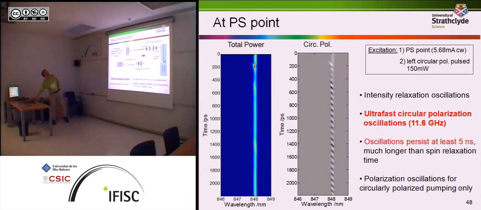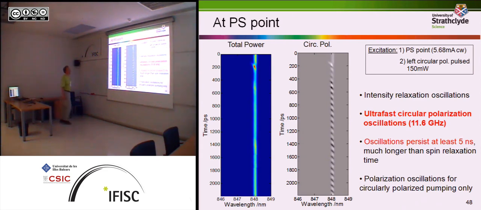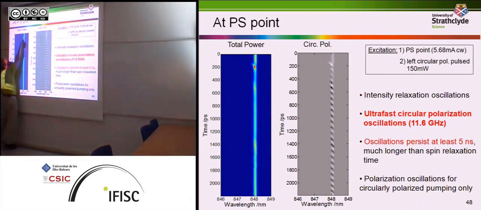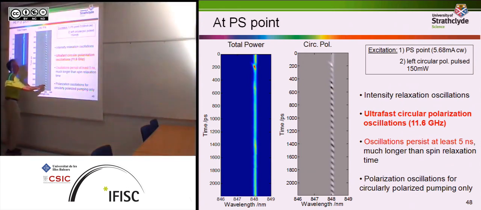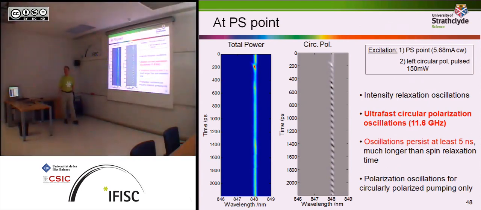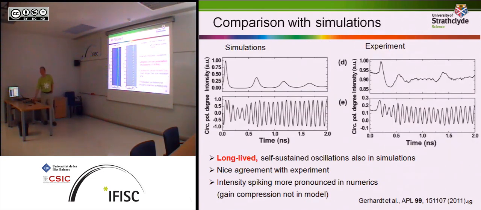3 picosecond pulses. And what you see then is that the intensity shows some intensity relaxation oscillations, but not a lot. So you have more or less constant total intensity, but a very fast modulation of the polarization state. In our case, 11.6 gigahertz, because that was the birefringence of our VCSELs. And these oscillations persist up to 5 nanoseconds. We show here 2 nanoseconds, which is much longer than the spin lifetime, which is considered to be in the 20, 40, 50 picosecond range.